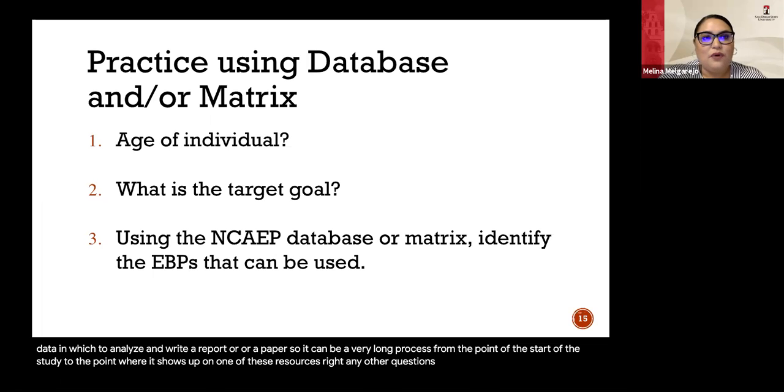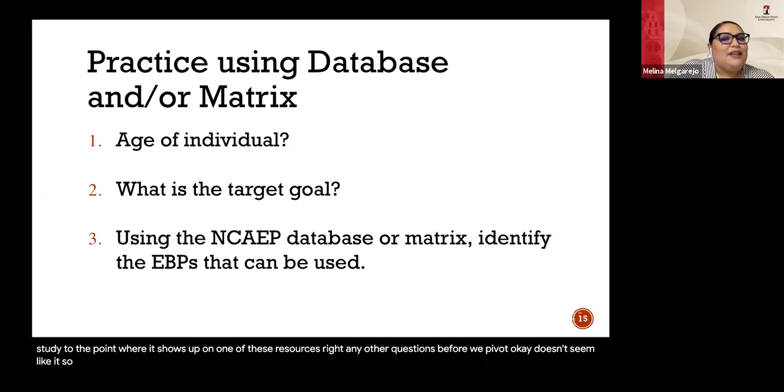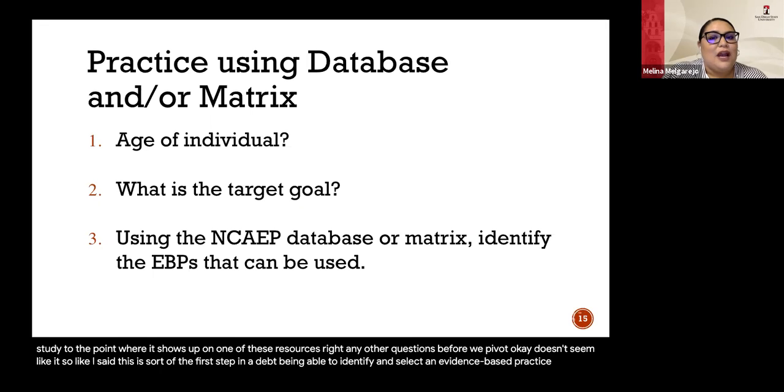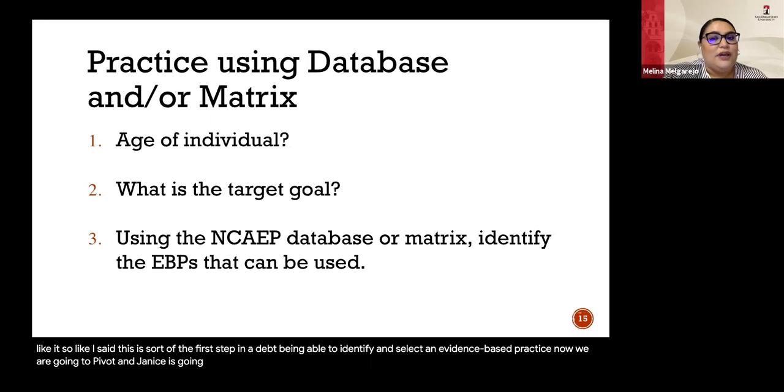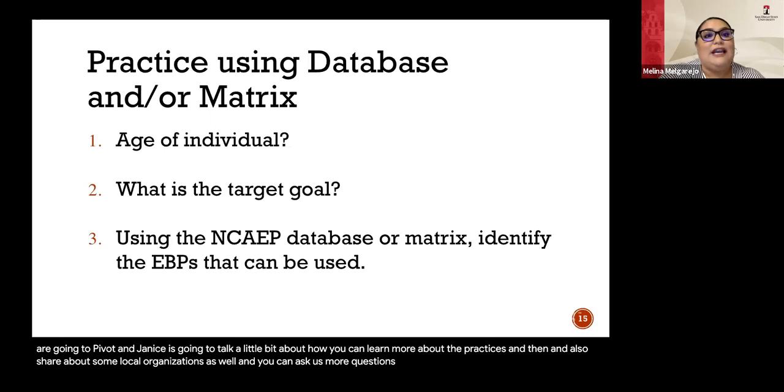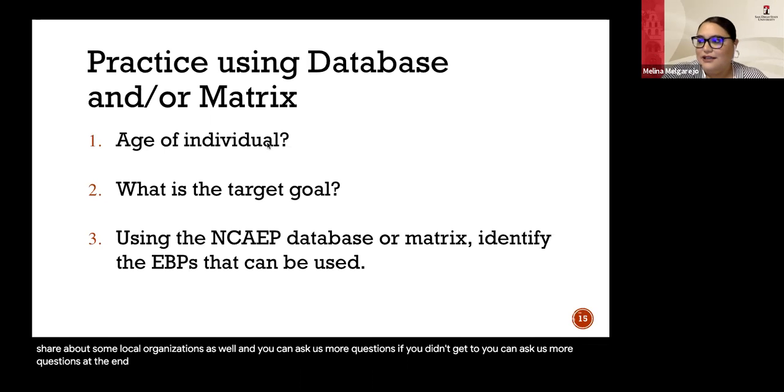Any other questions before we pivot? Okay, doesn't seem like it. So like I said, this is the first step in being able to identify and select an evidence-based practice. Now we are going to pivot, and Janice is going to talk a little bit about how you can learn more about the practices, and also share about some local organizations. You can ask us more questions at the end.